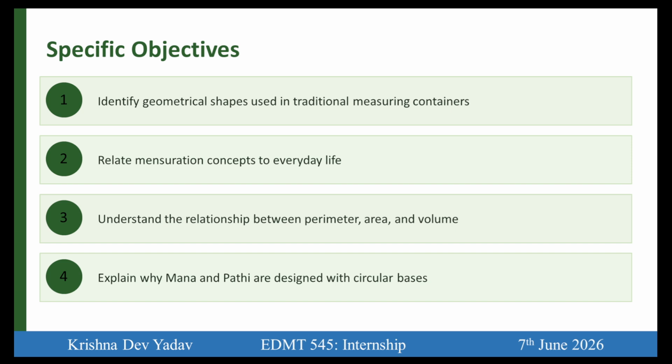The objectives of today's activities are very simple. The first objective is to identify the geometrical shapes used in traditional measuring containers. Second, we will relate mensuration concepts to our daily life. Third, we will understand the relation between perimeter, area, and volume. Finally, we will explain why traditional containers like the mana and pathi are designed with a circular base. By the end of these activities, participants should be able to connect mathematics with their own cultures and daily experiences.